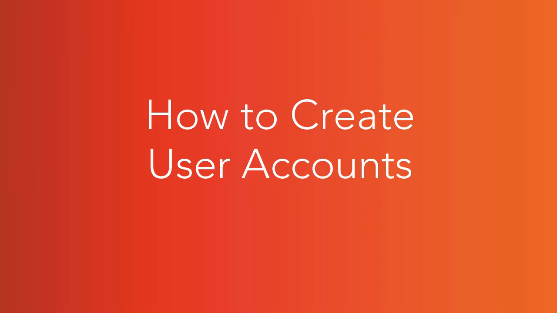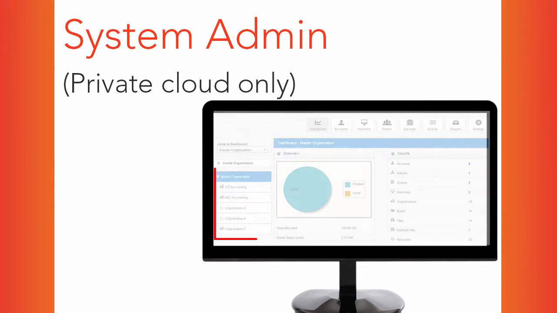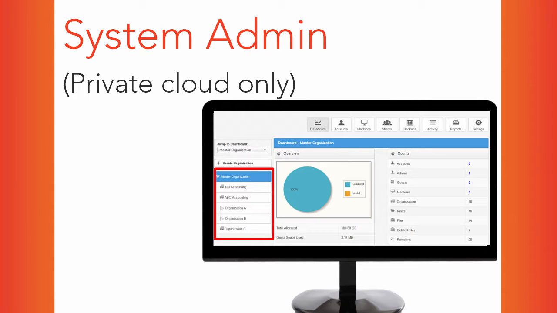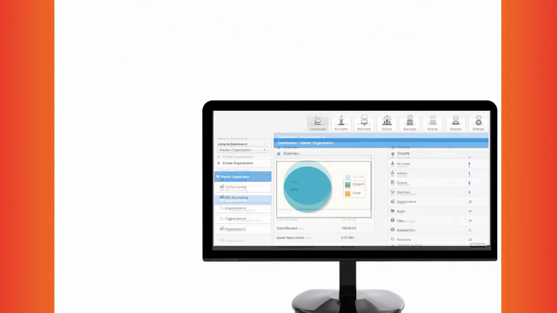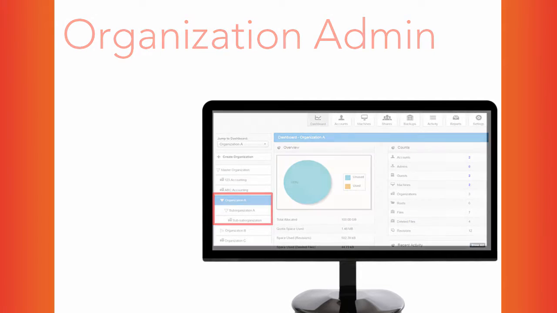As an administrator, you will be working with many types of user accounts. A system administrator is the highest level administrator who has access to all data and organizations within the entire system. An organization administrator is the next highest level user. The organization administrator has access to everything in and under the organization to which he was added.